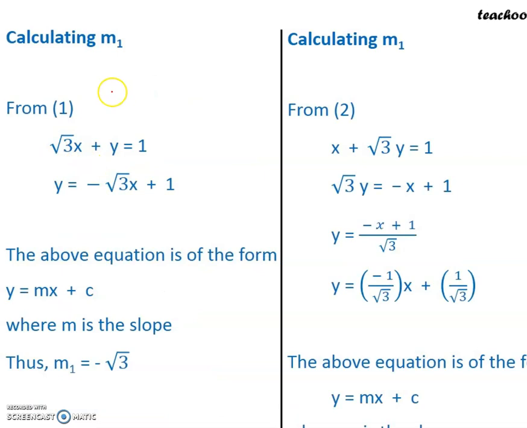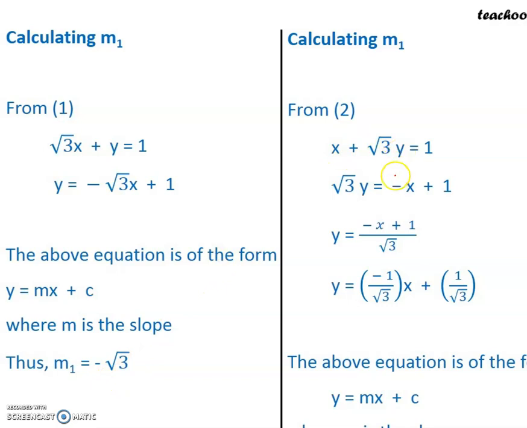Now, we have to calculate m1. From the first equation, root 3x plus y is equal to 1, so y is equal to minus root 3x plus 1. Therefore, the above equation is in the form y is equal to mx plus c, where m is the slope. Therefore, m1 is equal to minus root 3.